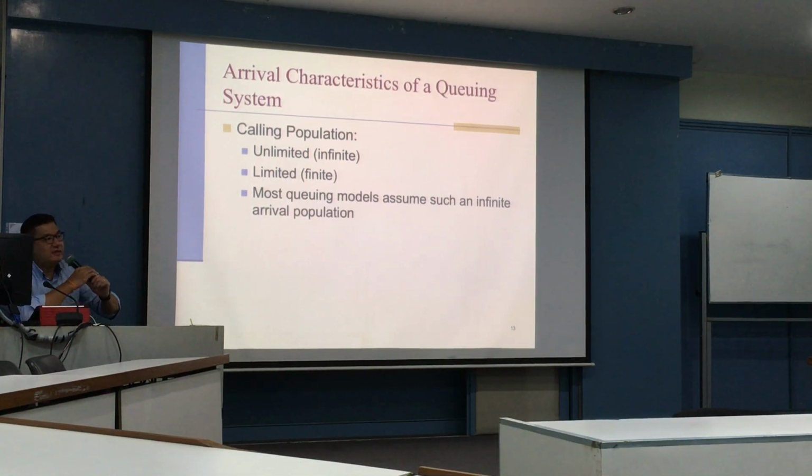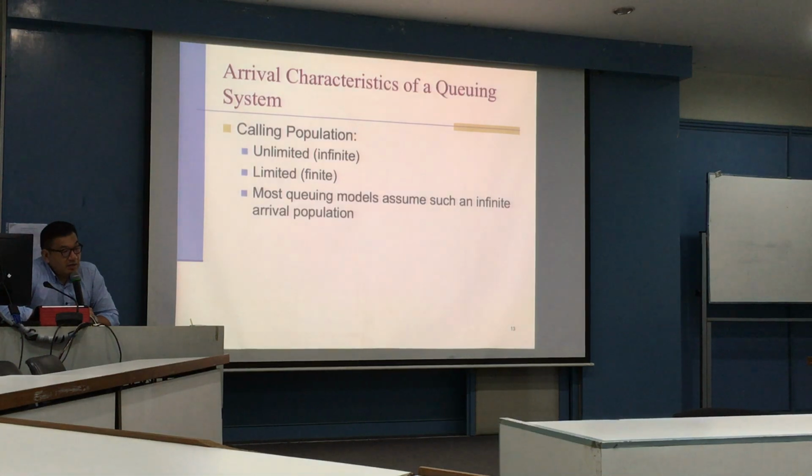So we have no limit on the number of customers who arrive to the system. There's no limit saying, okay, we're using this system for just 20 customers. Unlimited means we have no limit on the number of customers arriving to the system. This is the model that we can study in our class, and what most queuing models assume.